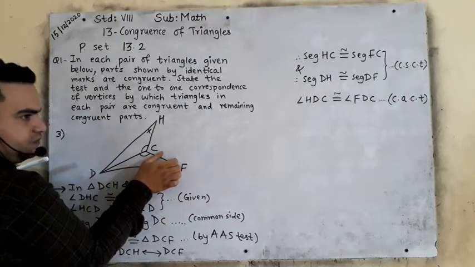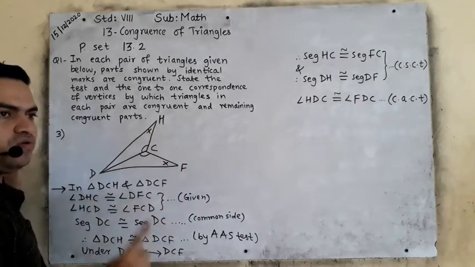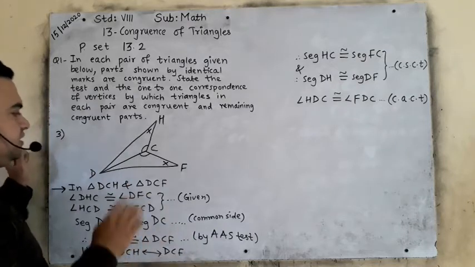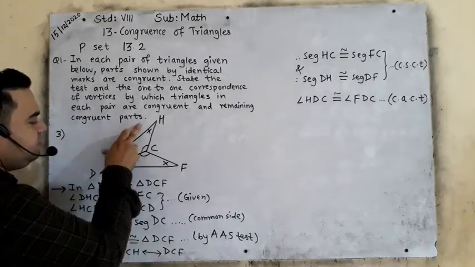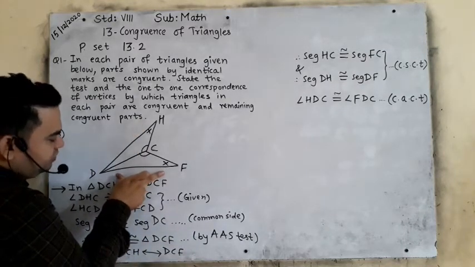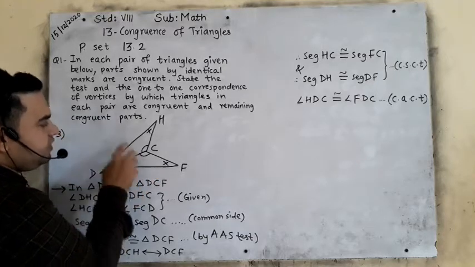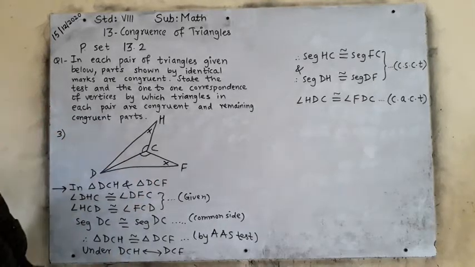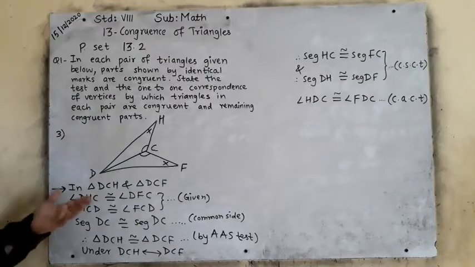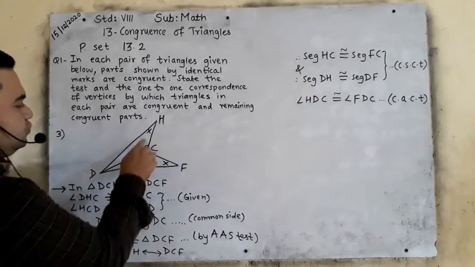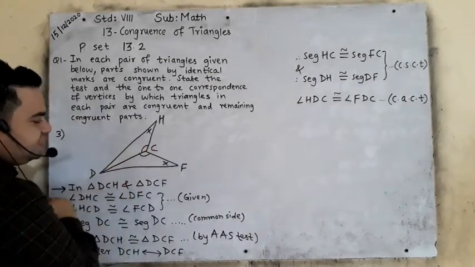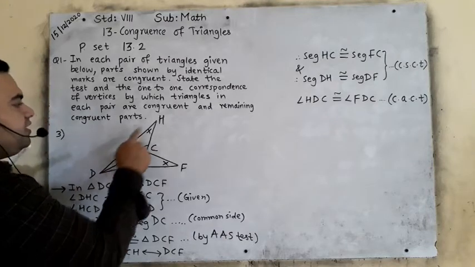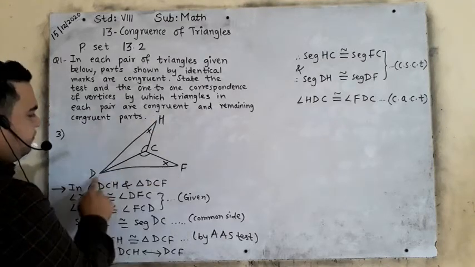Why? Corresponding sides of congruent triangles are congruent to each other. So also DH will be congruent to side DF. Why? Corresponding sides of congruent triangles are congruent to each other. Similarly, these two angles were discussed. Angle D remains. So you will say angle HDC and angle FDC.